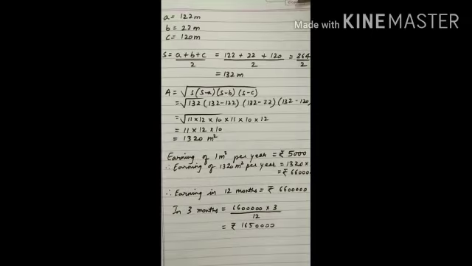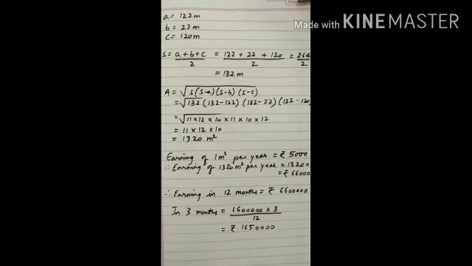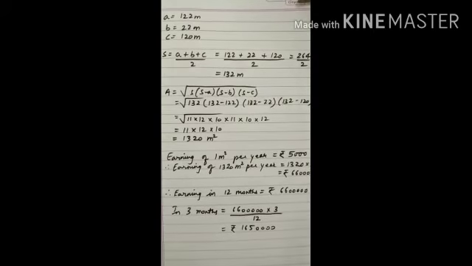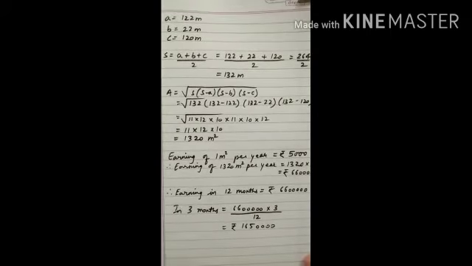Now question number 2 is, the triangular side walls of a flyover have been used for advertisements. The sides of the walls are 122 meter, 22 meter and 120 meter. The advertisement yields an earning of rupees 5000 per meter square per year. A company hired one of its walls, which is in triangular shape, for 3 months. How much rent did it pay? How much rent will the company pay for 3 months?